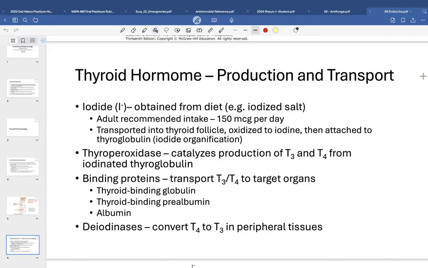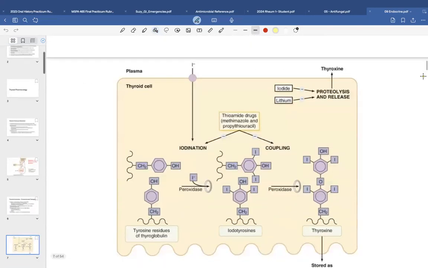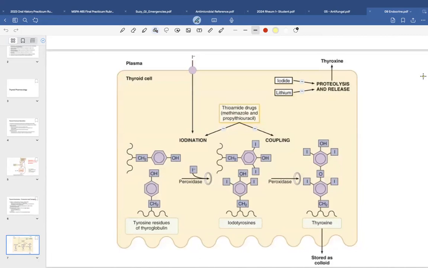And then we said that T4 is the predominant hormone that's secreted. T3 is the more active form. There is a deiodinase enzyme that converts T4 back to T3 in peripheral tissues, where it's activated. So a little bit of this is represented here, as well as some of the pharmacologic targets.